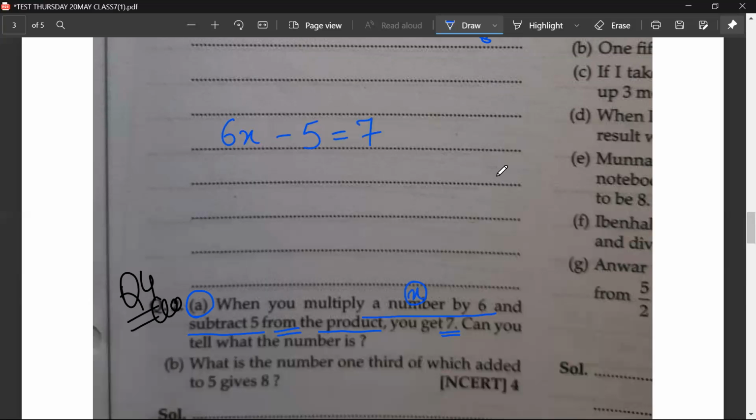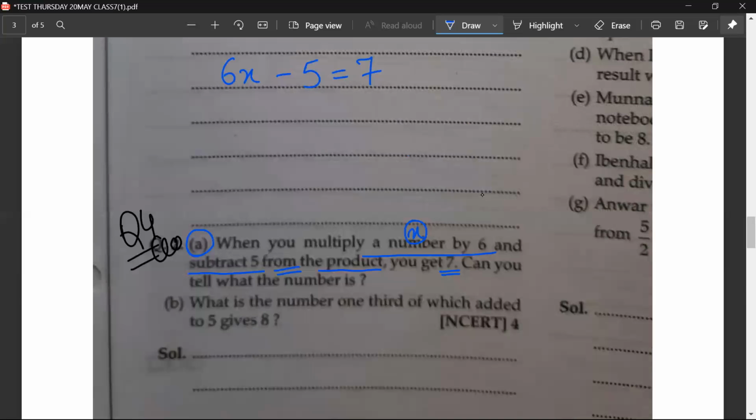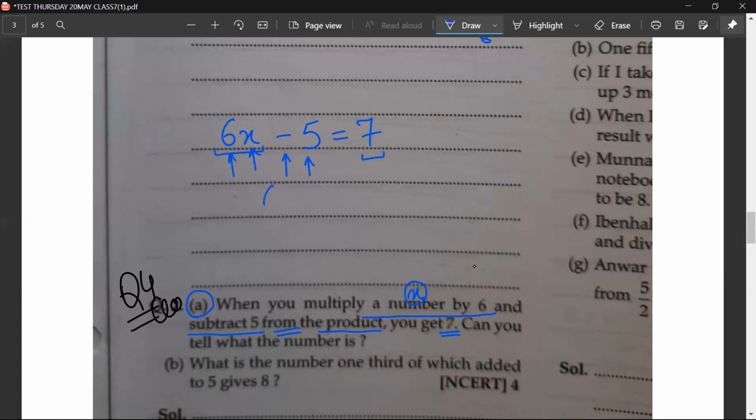So let us look at the question. When you multiply a number by 6, so I'm assuming the number to be x. I have multiplied it by 6 and subtract 5 from the product, you get 7. Can you tell what number this is? So 6x would be equal to 7 plus 5 is equal to 12. Therefore, x would be equal to 2.